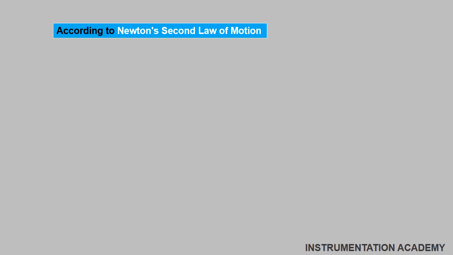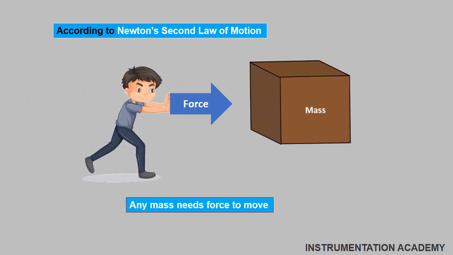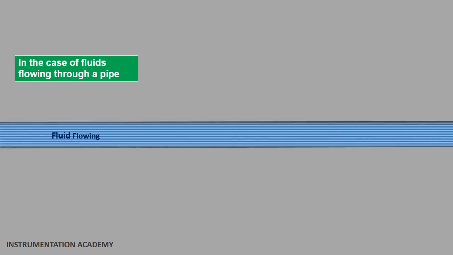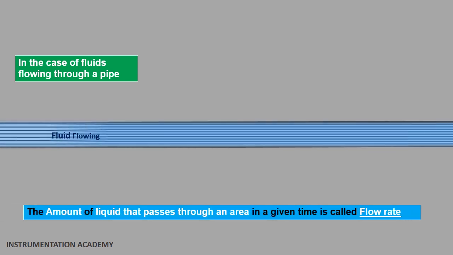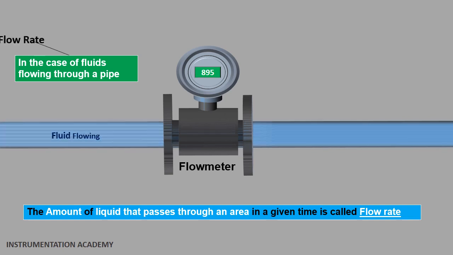According to Newton's second law of motion, any mass needs force to move. In case of fluids in a pipe, the force that is applied to move the liquid is pressure. The density of the liquid determines the amount of pressure necessary to move the liquid. The amount of liquid that passes through an area in a given time is called the flow rate. Flow meter is used to measure this flow rate.